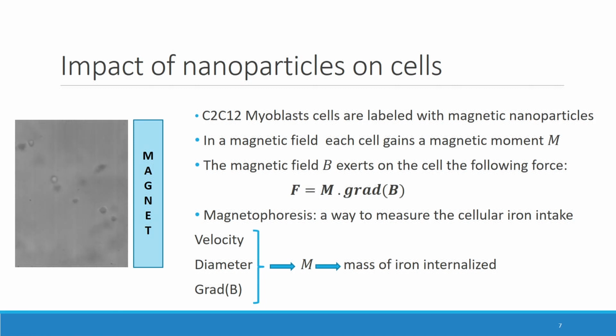And thanks to this formula, we can even measure the amount of iron internalized through a method called magnetophoresis. If you take this video, if I know the gradient of the magnetic field, I measure the velocity of the cells and their diameter, I can calculate their magnetic moment, and from that, I can also calculate the amount of iron internalized by the cells.